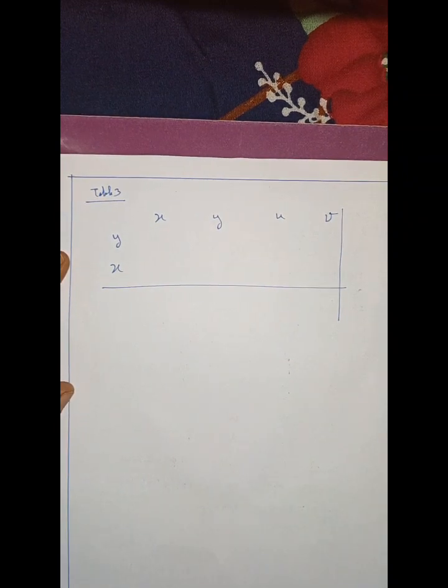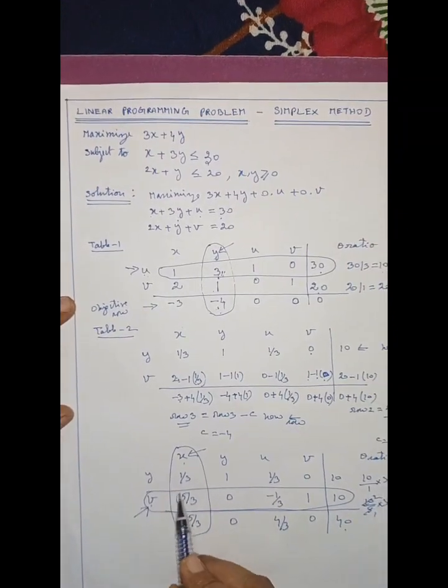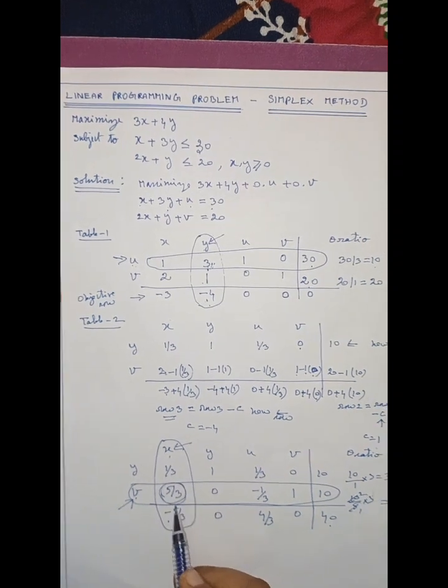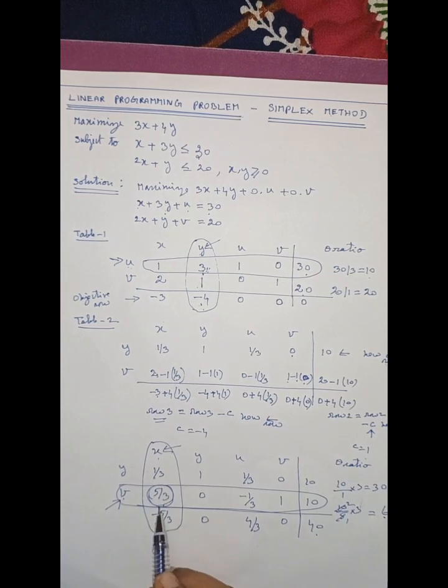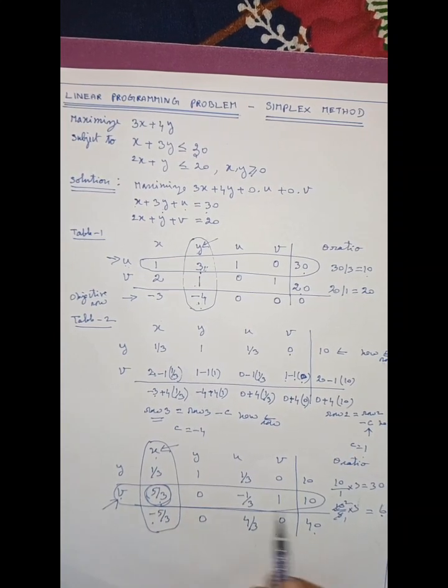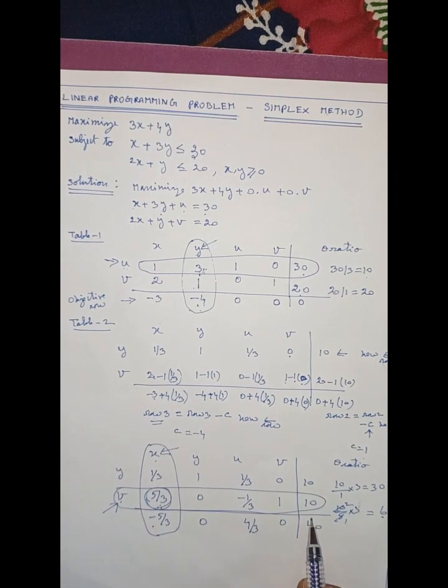How to calculate the new row? We have to divide the pivot row by the pivot element. 5 by 3 is the pivot element, because this is the element which is available in the pivot row and pivot column. So this is the pivot element. We have to divide all the values by the pivot element. So the new row will be calculated like that.